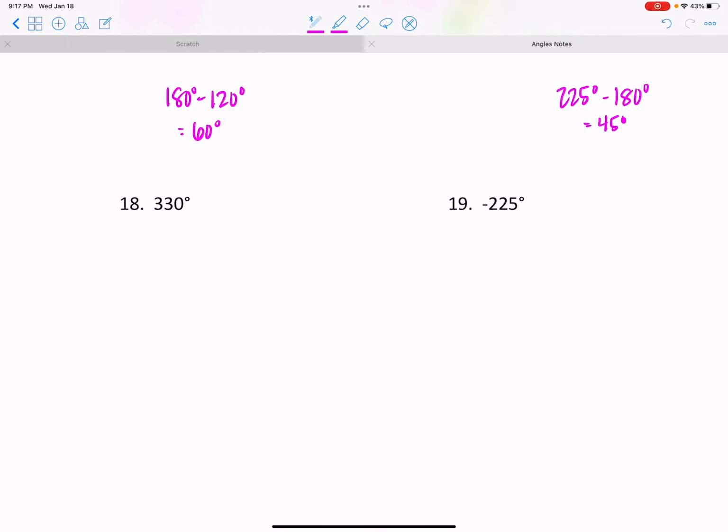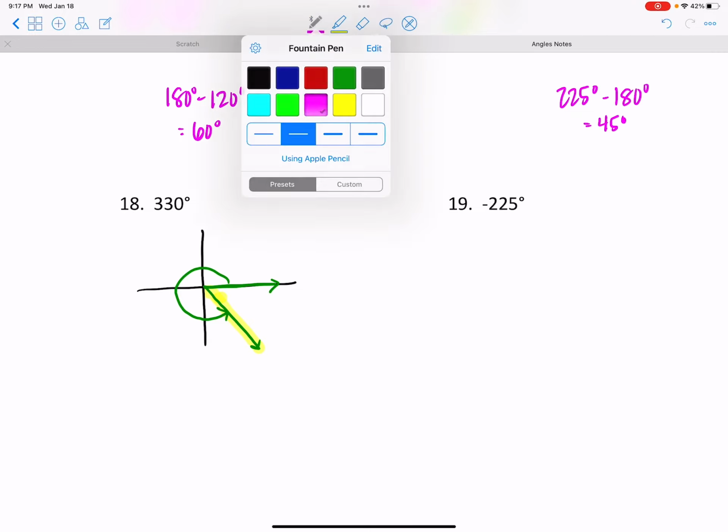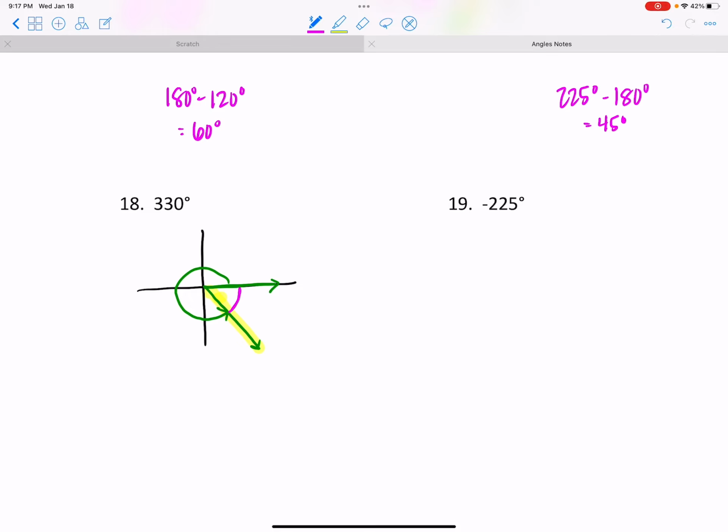All right, let's look at a bigger angle here. So we got 330 degrees. So we're going to start here, and then we have 90, 180, 270, so 330 is not a full rotation, it's going to land here. So that's what your 330 degree angle looks like. The smallest angle that takes this terminal side back to the x-axis is going to be this angle here. So we want to complete that circle.